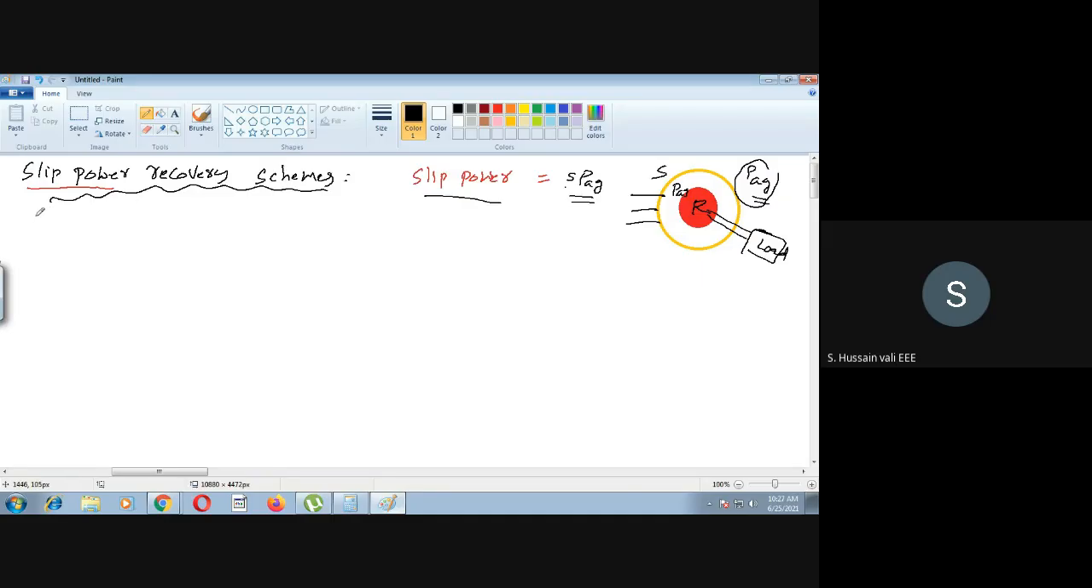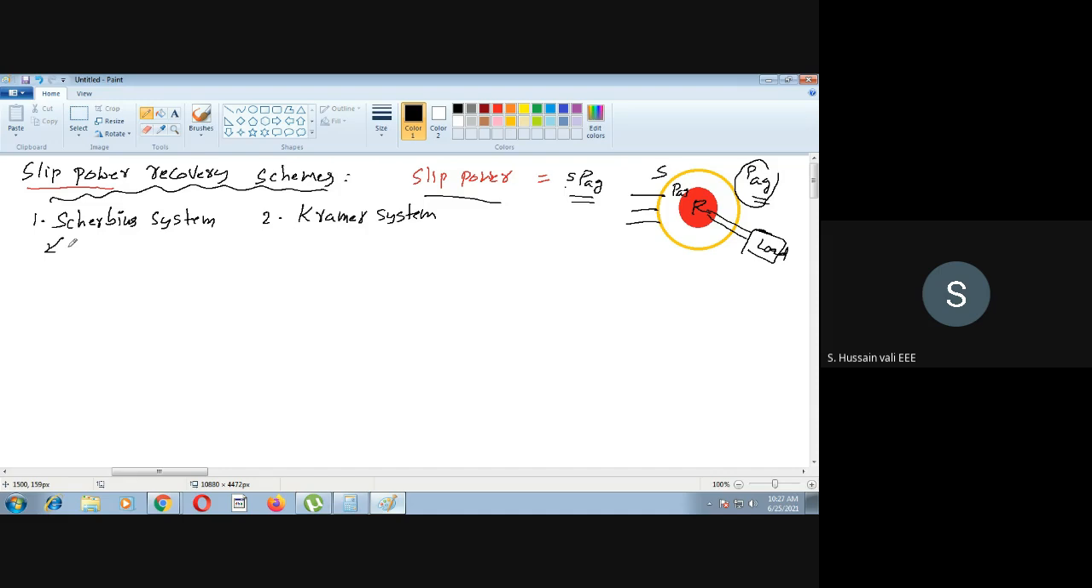Mainly there are two schemes. One is the Sherbius system. The second one is the Kramer system. Now we will study both of these today, or if possible any one, or both if time permits. First we will take the Sherbius system. Both systems have the same purpose: to recover the slip power.